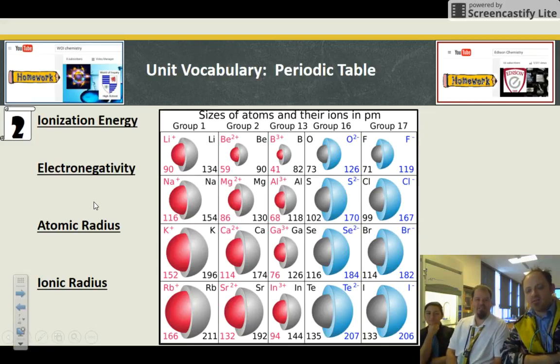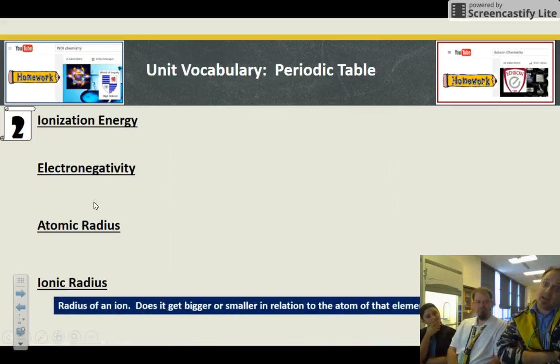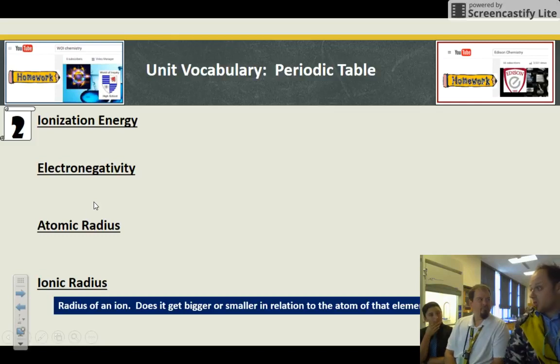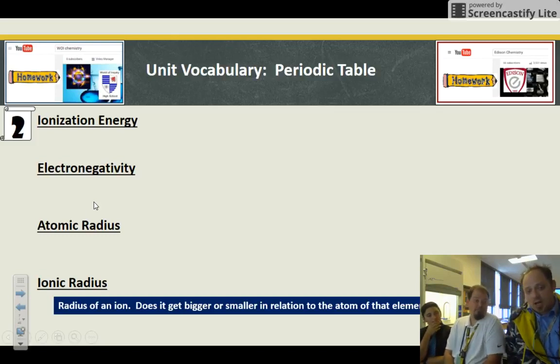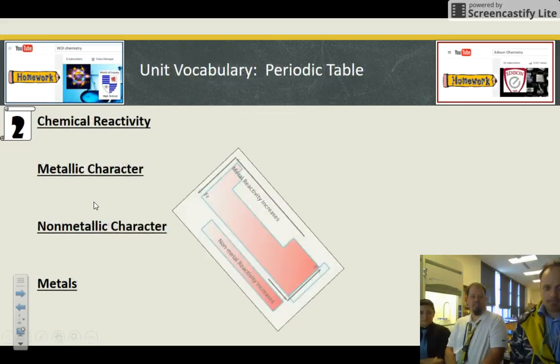Ionic radius. I love this chart because it shows you both the atomic radius and the ionic radius. It's the radius of an ion. Simply put, does it get bigger or smaller when it loses or gains electrons? That's that particular element's relation to its parent element.